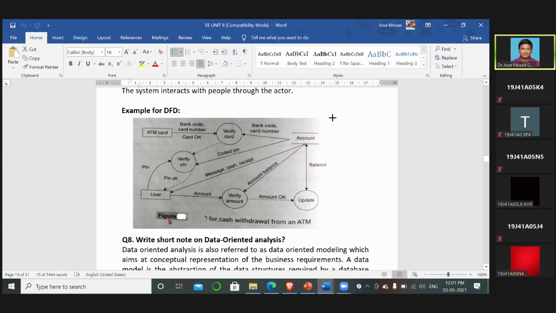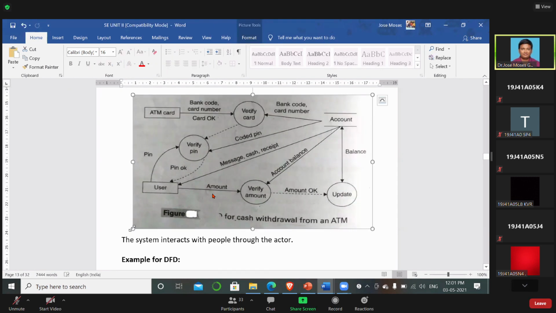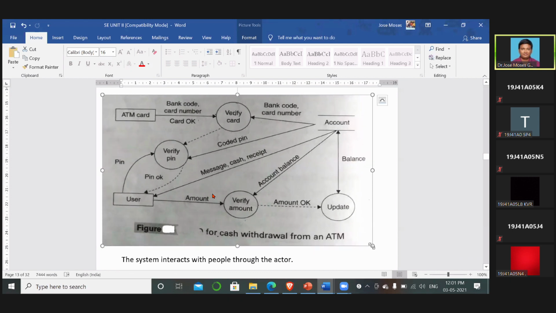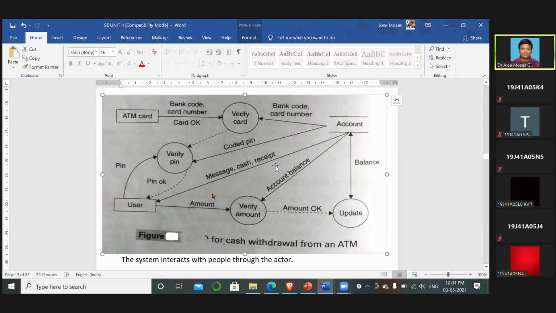Let us discuss a small example of a DFD. I think you are clear with this diagram, right? From the label itself, you can see what this diagram is for. It is for cash withdrawal from an ATM. I am taking a use case of how you use an ATM. I think all of you have interacted with an ATM. How are you interacting? What is the workflow of it? How is the data flowing? Just go through the image and try to understand it.